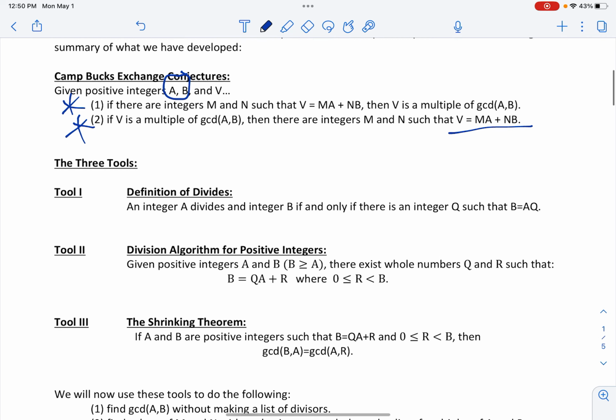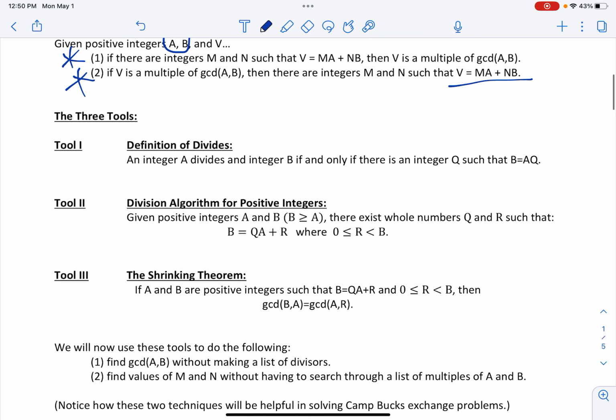Okay, and then we have some tools that we've been developing. So here are the three main tools. We have the definition of divides, right? So if A divides B, then there is some Q such that if you multiply by A, you get B. We have the division algorithm, so that if we have any integers A and B, and let's just assume B is the bigger one, or they're equal, then this is true.